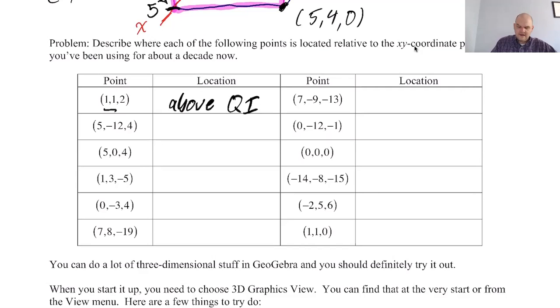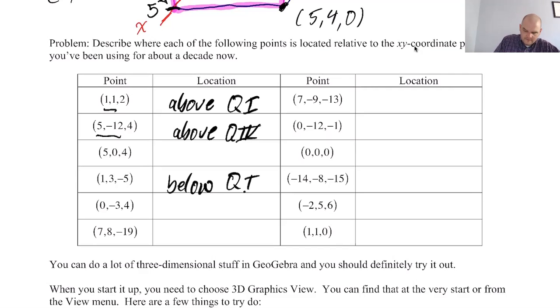And then, so you can fill in a lot of these. So I see 5, negative 12. So X is positive, Y is negative. Quadrant 4, we're above because Z is positive. Above quadrant 4. 5, 0, 4 is kind of interesting. I'm going to leave that one for now. 1, 3, negative 5. So that's quadrant 1, and you are below. So below quadrant 1.